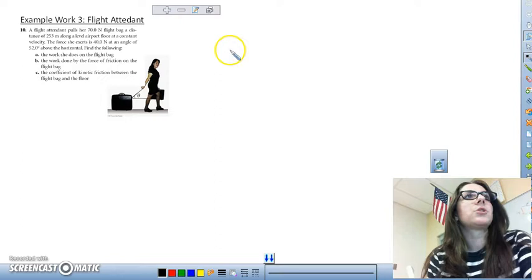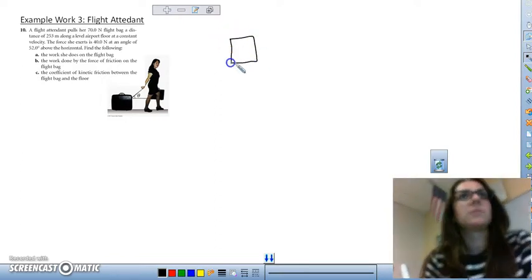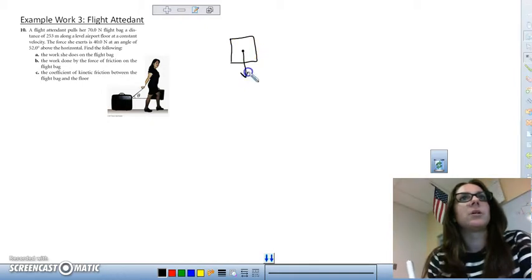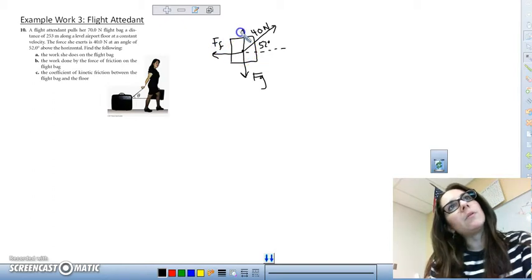So what is the work she does on the flight bag? Let's take a look at the free body diagram of this. We have the object like this. It's being pulled at some angle. We say it's 52 degrees in this problem. She pulls her flight bag with a force of 40 newtons. We know friction's involved, so that's there. And then we have the normal.